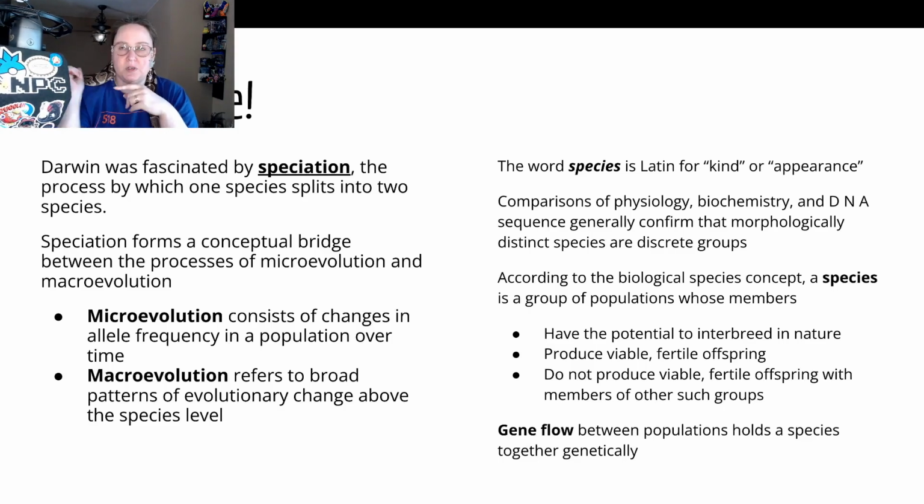So, in other words, if we take one group of lions and another group of lions, they can make lions, and voila, even though they're living in different areas of Africa, they can still produce fertile offspring. And they do not produce viable fertile offspring with members of other groups.